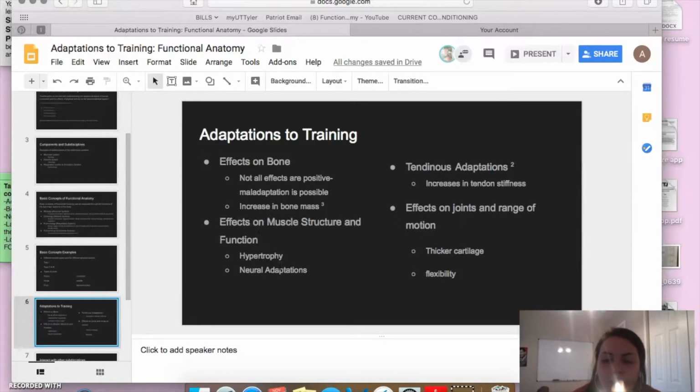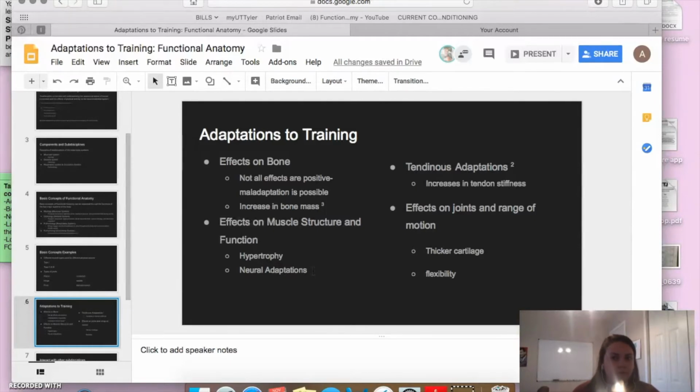Effects on muscle structure and function. So you're going to have hypertrophy and neural adaptations. Now, hypertrophy is obviously going to be an increase in muscle size and strength. But before you have hypertrophy, you have neural adaptations, which are going to be the brain and neurons firing in the correct order and sequence to call on those muscle fibers from the last slide, the type 1 and 2A ones. So your neural adaptations are going to be responsible for the initial strength gains, and then after that, it'll be true hypertrophy or true increase in strength of the muscle.